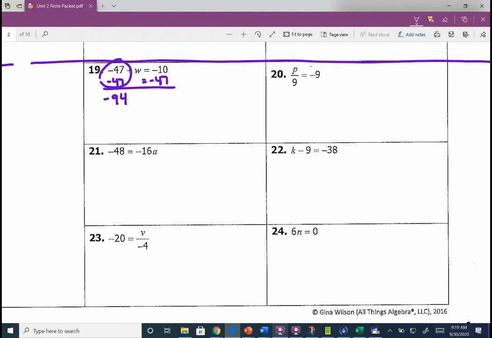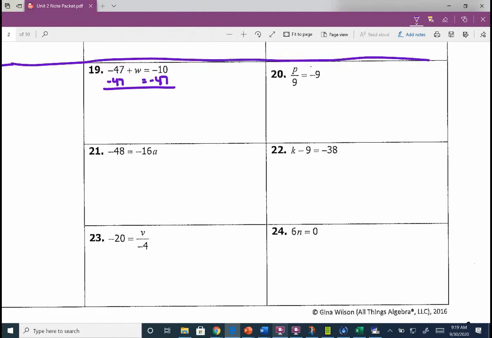Now, if I don't notice that, and I keep going on that path, and I say that w equals -57, here's where the check is super important. If I put -57 in for w, I have -47 plus -57, and that's supposed to equal -10. But if I put this in my calculator, I get -104. That doesn't equal -10. So there's a couple different places I can tell that subtracting 47 is not the right choice.